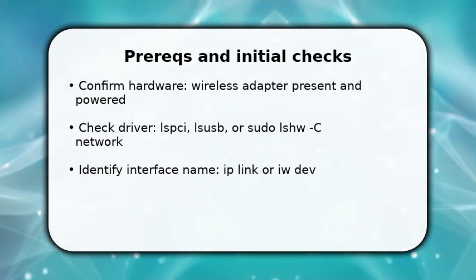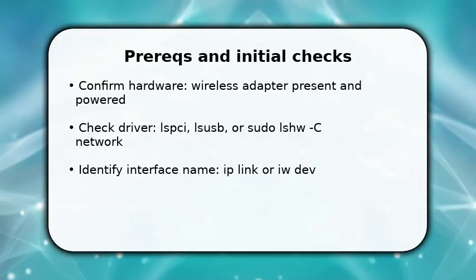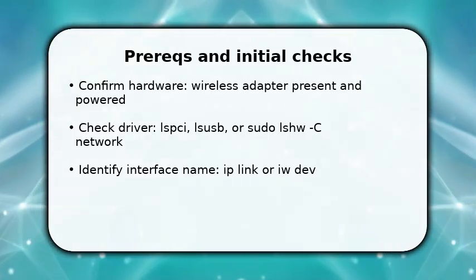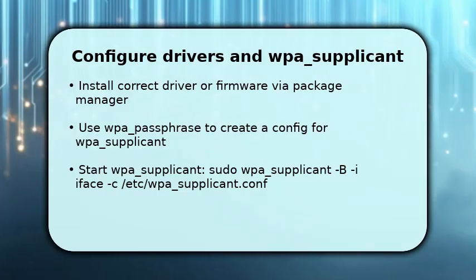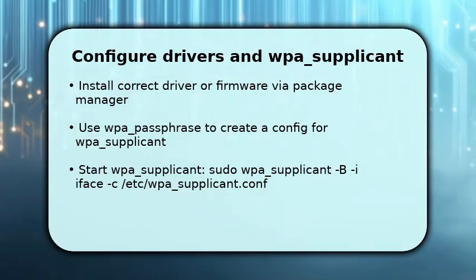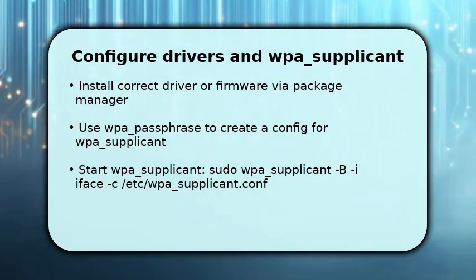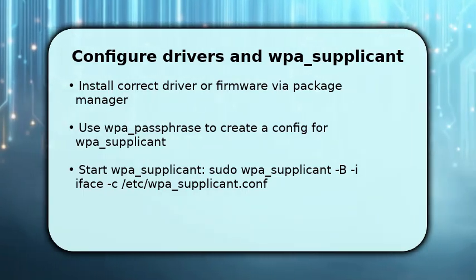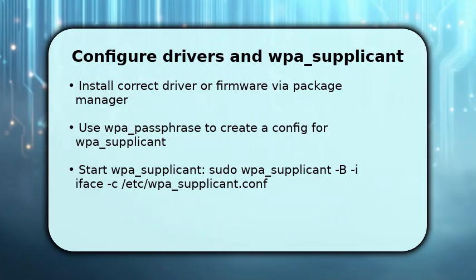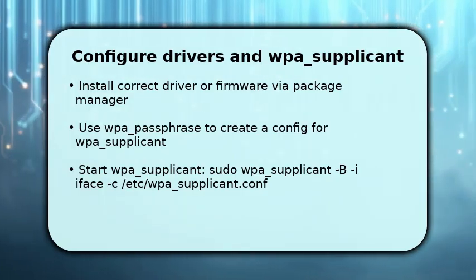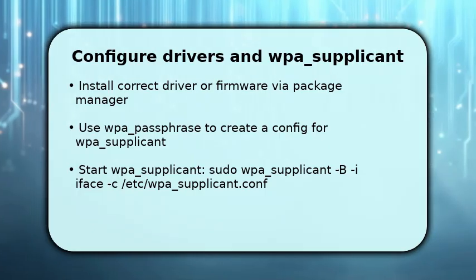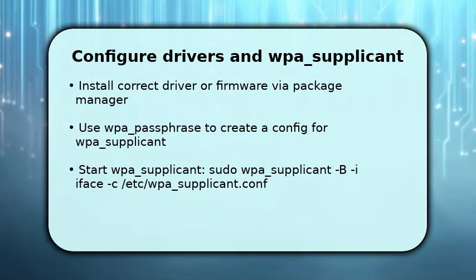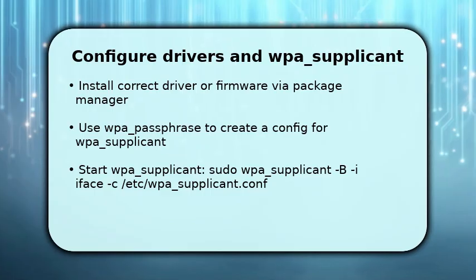Next, install the appropriate driver or firmware so the kernel recognizes the device. Use your distro package manager and reboot or modprobe the module. Then create a WPA config with wpa_passphrase, SSID, password, to /etc/wpa_supplicant. Composing credentials are stored securely. Once done, run sudo wpa_supplicant -B -i interface -c /etc/wpa_supplicant.conf to associate.